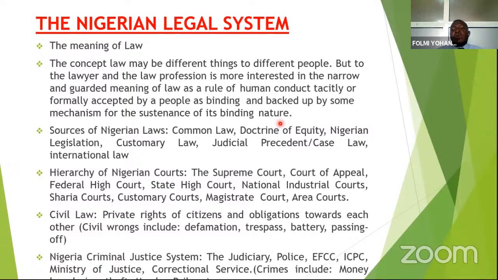Common law and doctrine of equity are laws that were developed back then in England. The doctrine of equity came as a result of common law. Because back then in England, there was no common law. So different communities and different localities had their different laws governing their day-to-day activities, just like we have our customary laws.